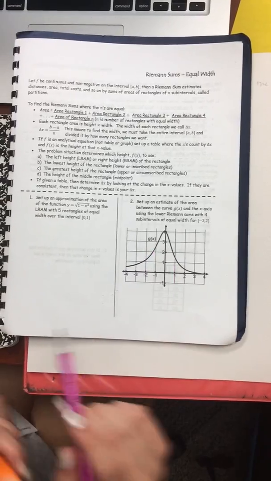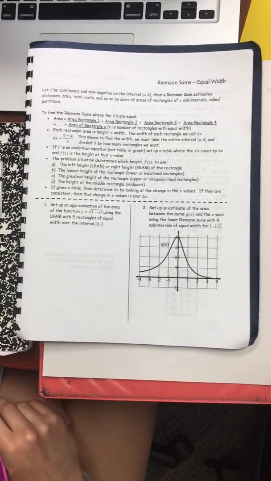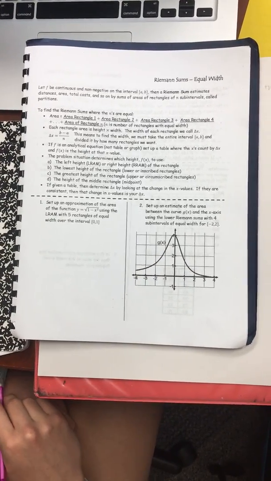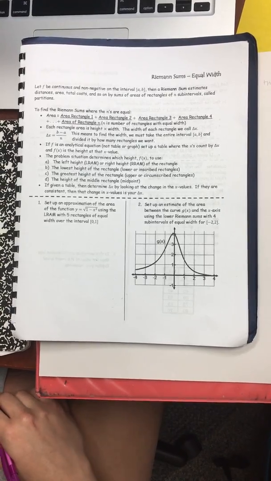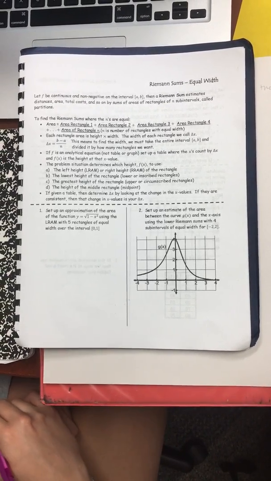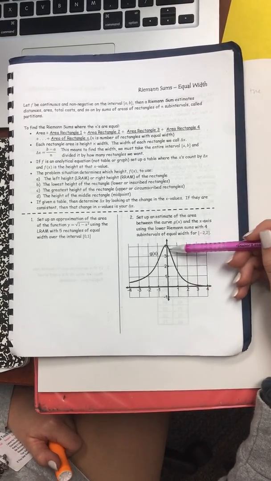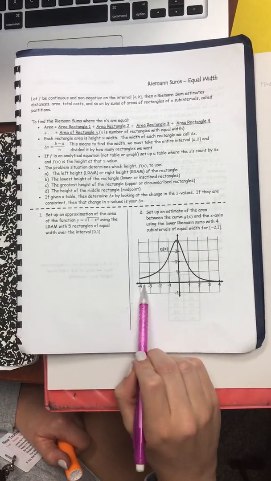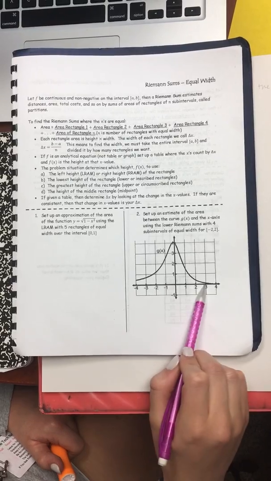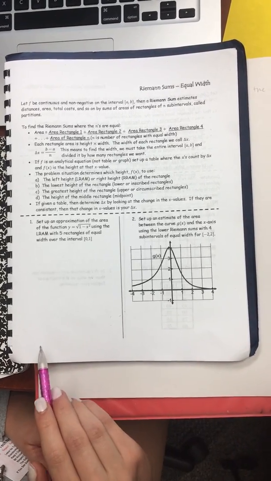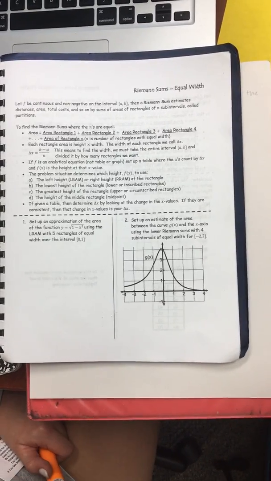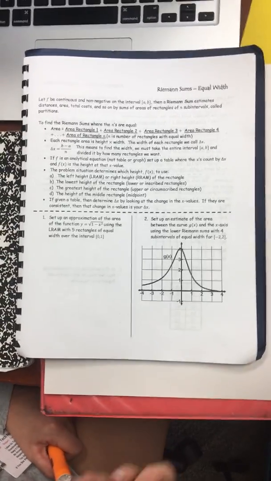So problem number 2 says set up an estimate of the area between the curve g of x and the x-axis using lower Riemann sums with 4 subintervals of equal length for -2 to 2. So the problem is asking about the area between the curve and the x-axis.